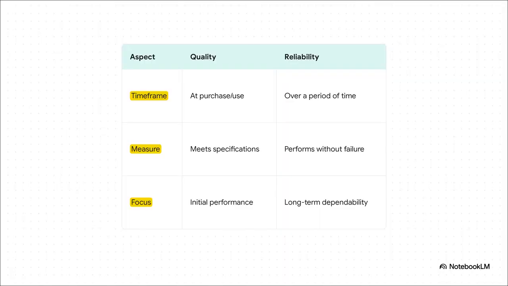Now this chart clears up one of the biggest mix-ups out there. People use quality and reliability interchangeably, but they are not the same thing. Here's the best way to think about it. Quality is a snapshot. Does the product work perfectly right out of the box? Reliability, on the other hand, is the whole movie. Does it keep working over its entire lifetime?